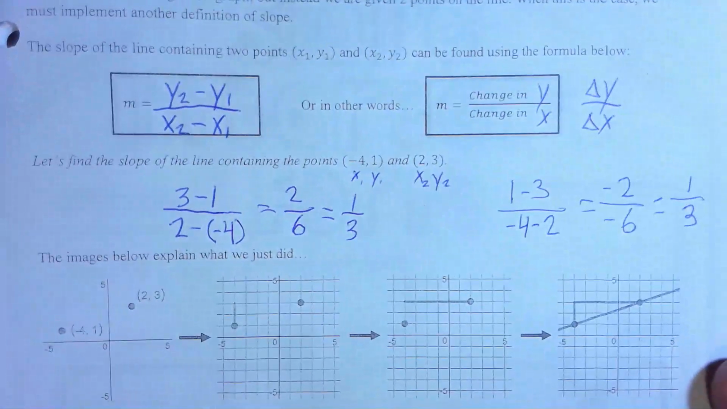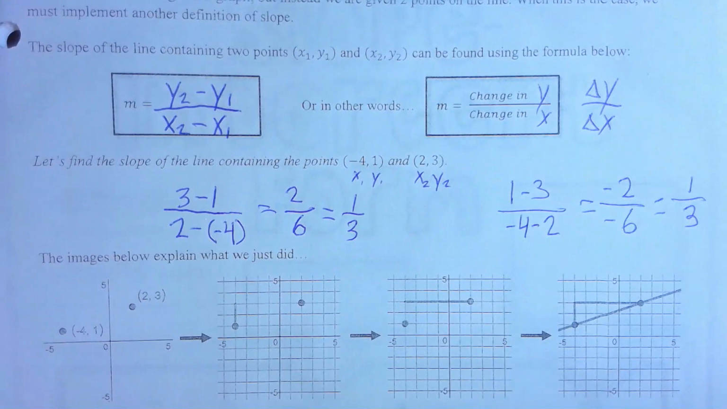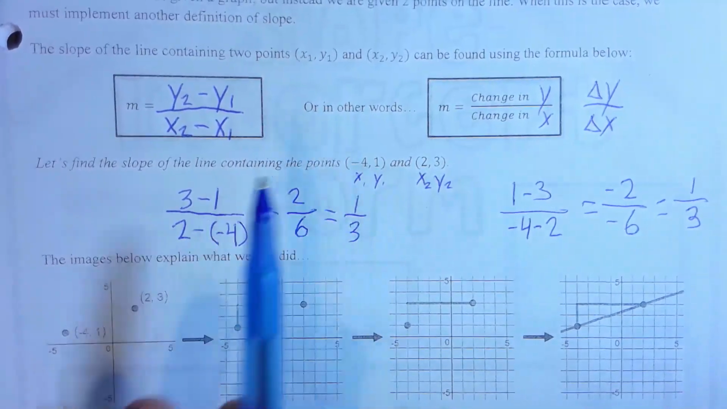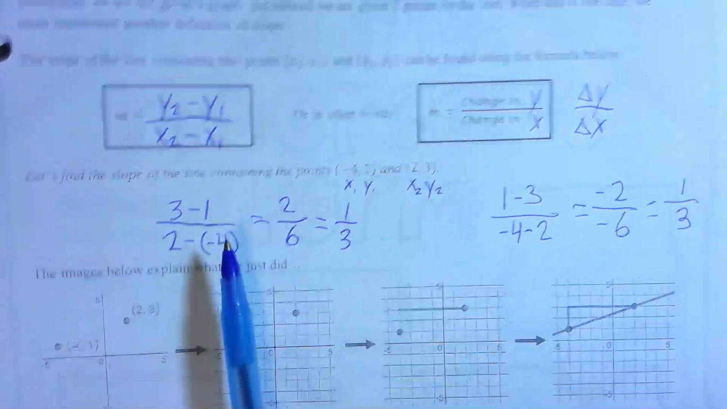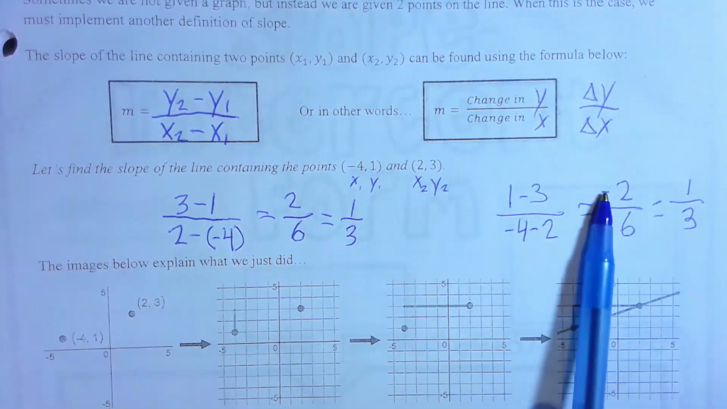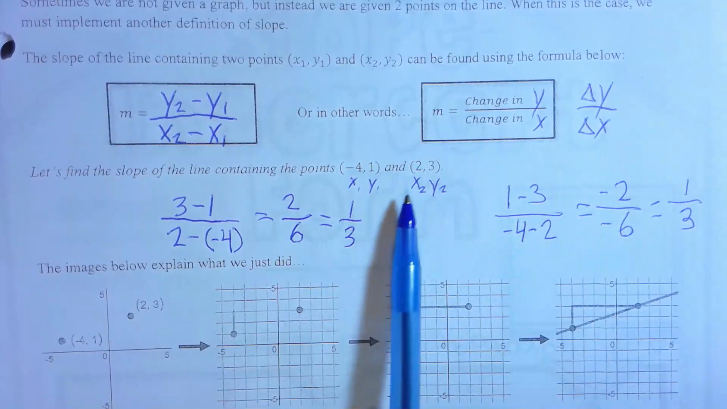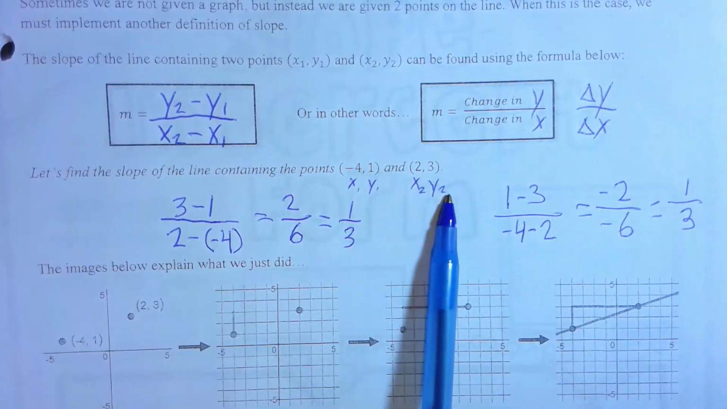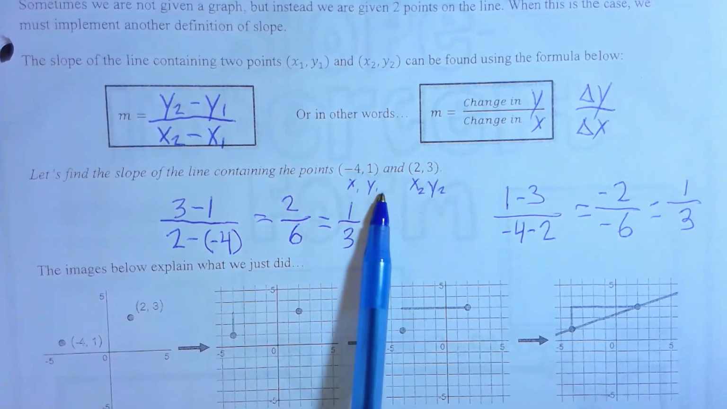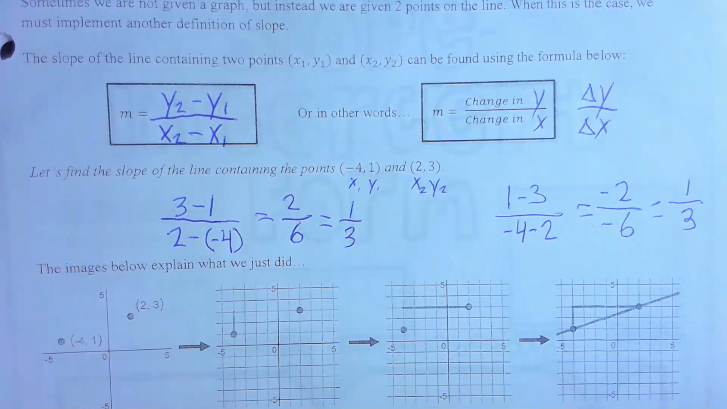So it does not matter which point you call x1, y1, and which one you call x2, y2. Now here's a hint though. The points are usually listed from left to right. So you're most often not going to have to cancel out negatives like this if you pick the second point as your x2, y2, and your first point is your x1, y1. But it doesn't matter, as you can see right here.